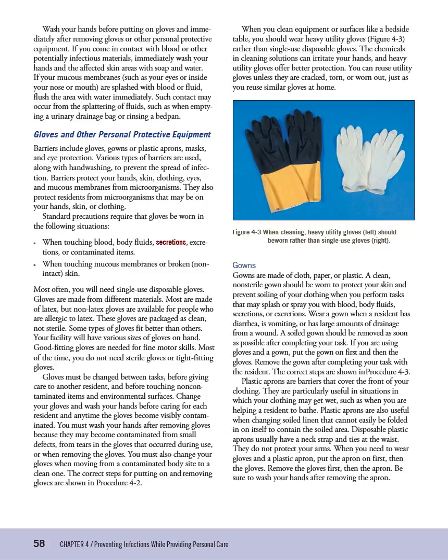Plastic aprons are barriers that cover the front of your clothing. They are particularly useful in situations in which your clothing may get wet, such as when you are helping a resident to bathe. Plastic aprons are also useful when changing soiled linen that cannot easily be folded in on itself to contain the soiled area. Disposable plastic aprons usually have a neck strap and ties at the waist. They do not protect your arms. When you need to wear gloves and a plastic apron, put the apron on first, then the gloves. Remove the gloves first, then the apron. Be sure to wash your hands after removing the apron.